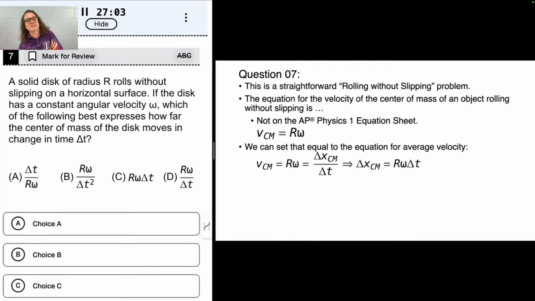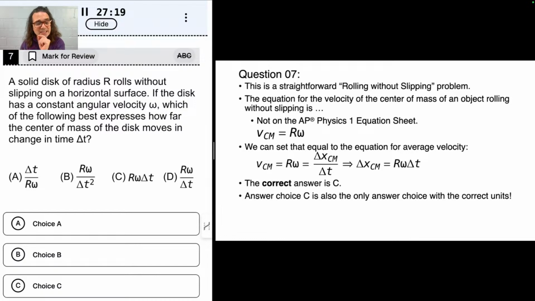So the velocity of the center of mass equals the radius of the object times the angular velocity, which equals the displacement of the center of mass of the object divided by change in time. So you can solve for the displacement of the object. It equals radius times angular velocity times change in time. So the correct answer is C.